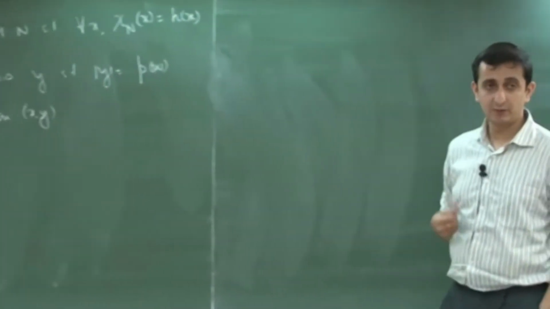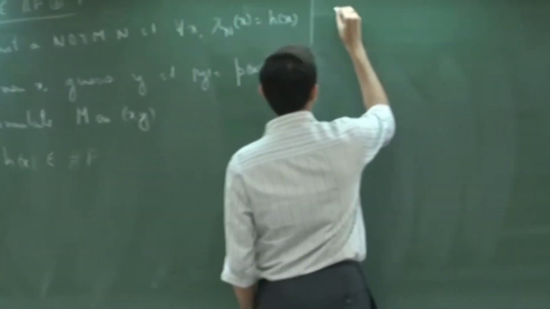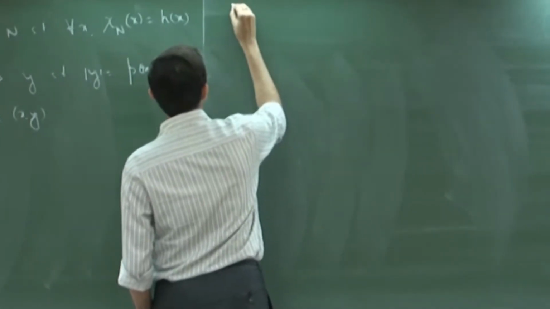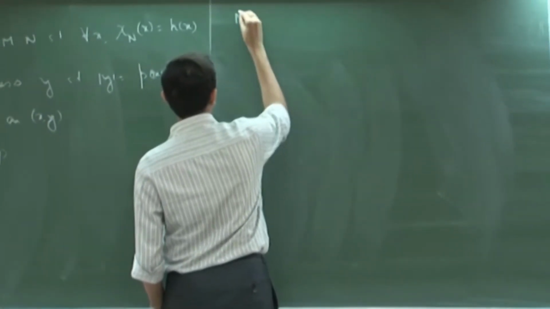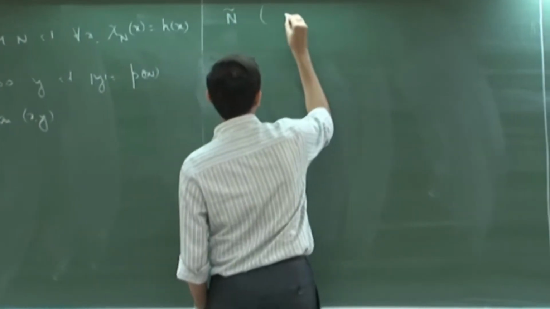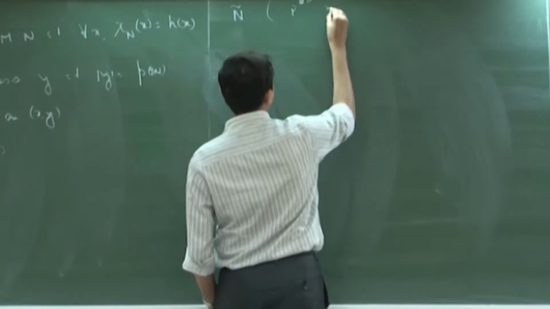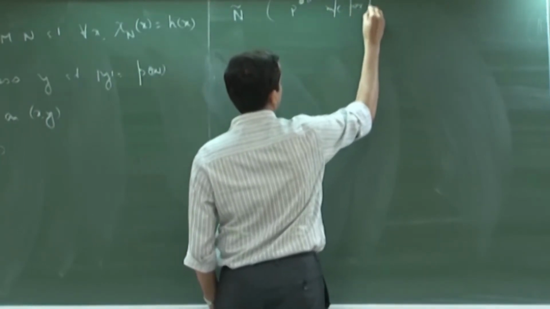Yeah, so what do we do now? Okay. Let us say we will construct a machine N tilde, which is a P to the power sharp P machine for L.